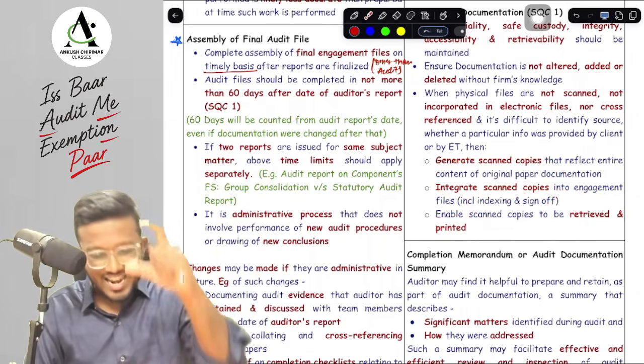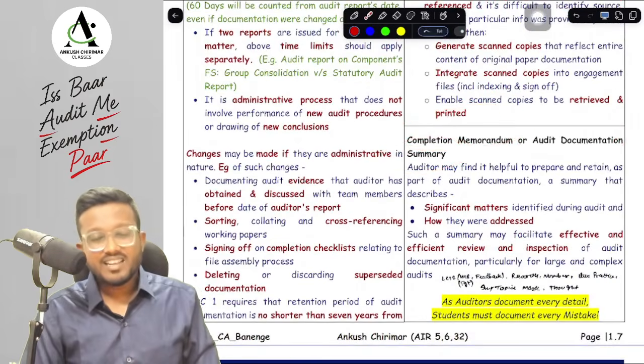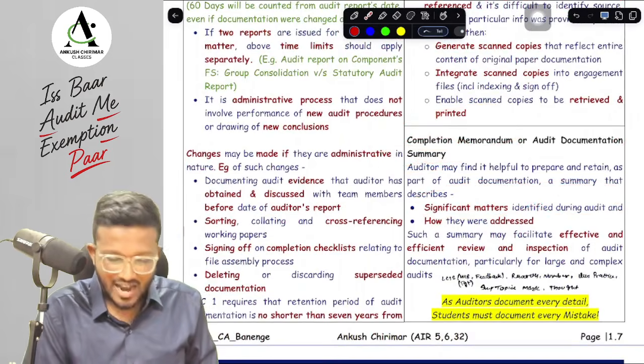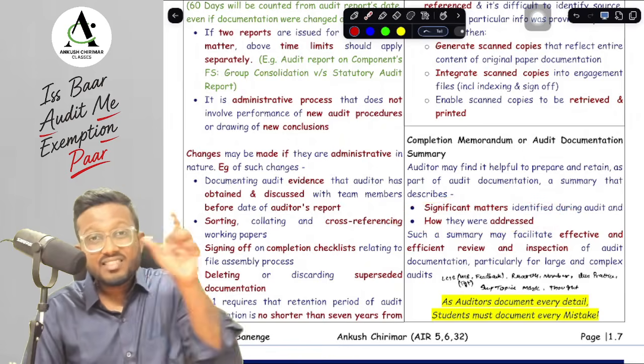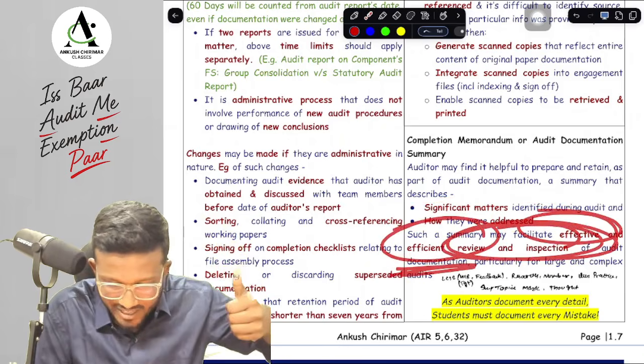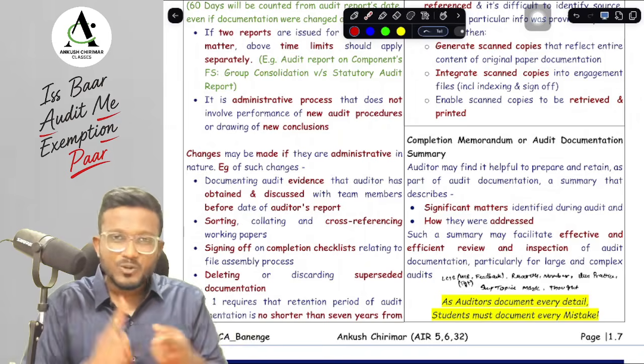Okay, yes sir. And lastly, they are talking about the completion memorandum or audit documentation summary. We need to prepare a summary in which we write the significant matters that we have identified and how we have addressed them, and this summary will help in effective and efficient review and inspection of the audit documentation. Okay, yes sir. Here we complete our SA 200, 210, 230.